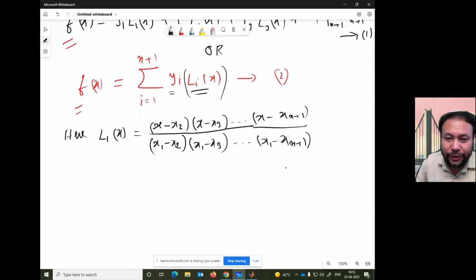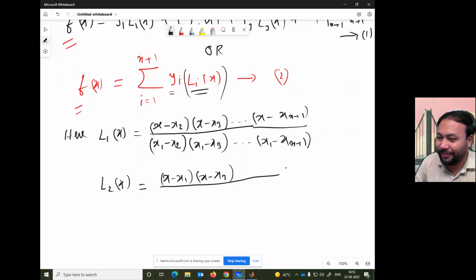What about the coefficient of y2, which is called L2(x)? Now, how is it coming? Look here, it is very clear. Now it is x minus x1, into x minus x3, up to x minus x(n+1). Have you got my point? What does that mean? If there is L2, in the numerator there is no x2. It starts from x minus x1, x minus x3, up to x minus x(n+1).